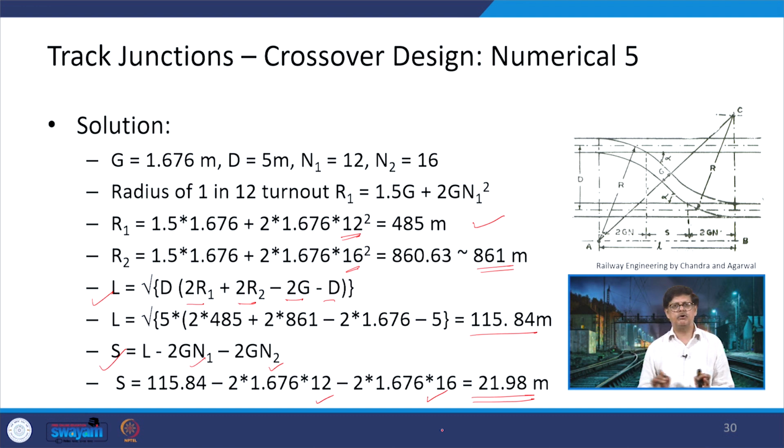So, we have looked at all the three cases, how all the three cases can be solved so as to compute the components which are required to design and lay this part crossover.